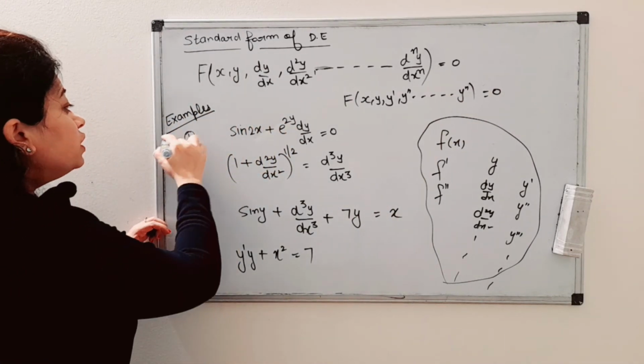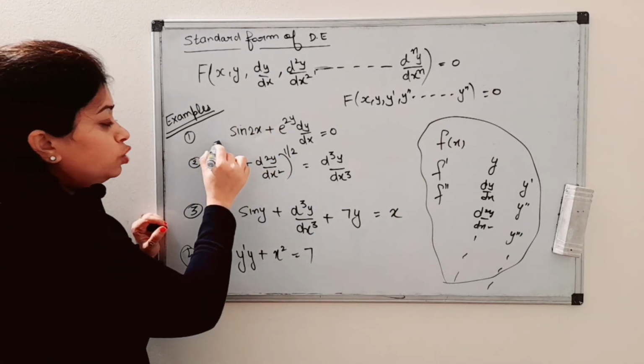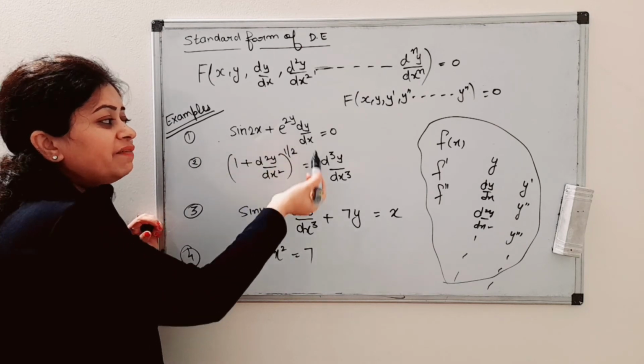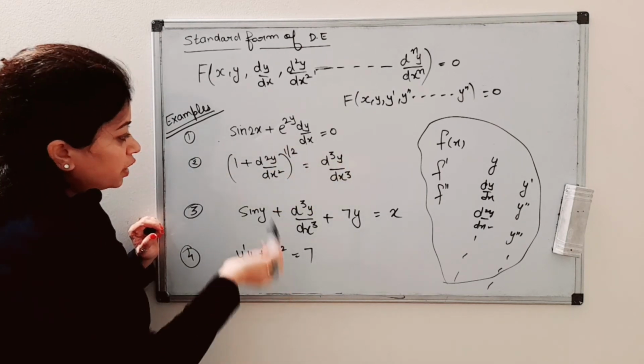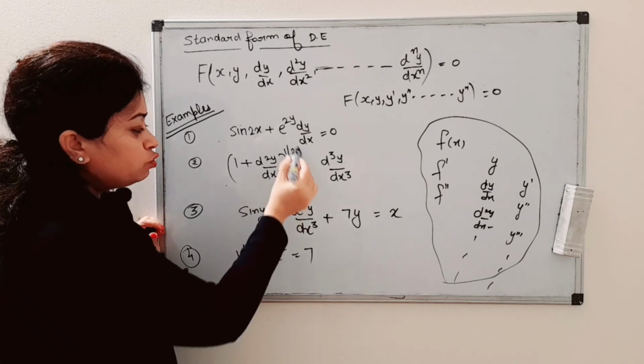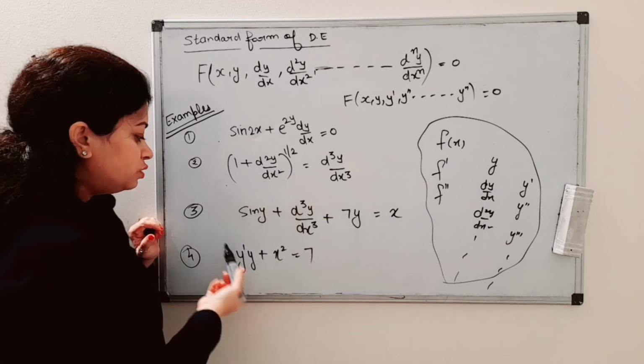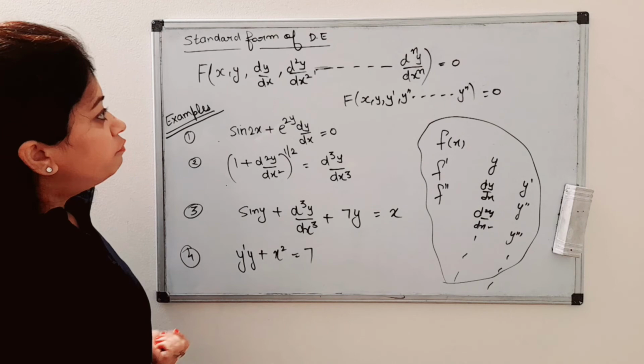So these are some examples. Sin 2x plus e raised to power 2y dy by dx is equal to 0. Also, 1 plus d2y by dx2 raised to power 1 by 2 is equal to this. So these are some examples of differential equations.